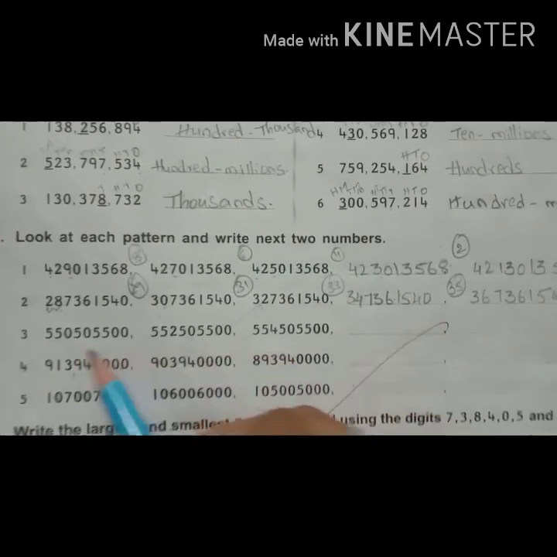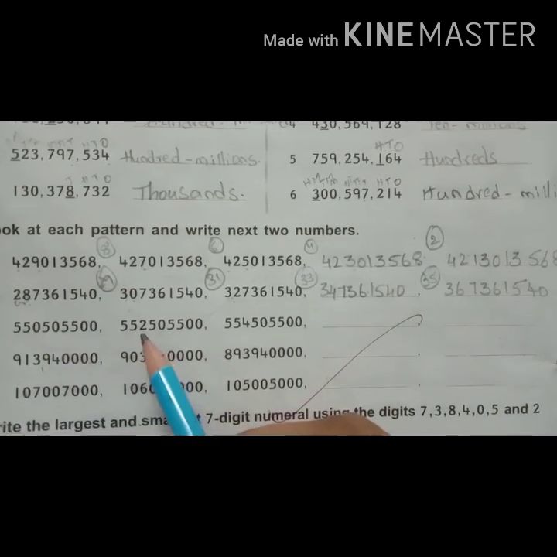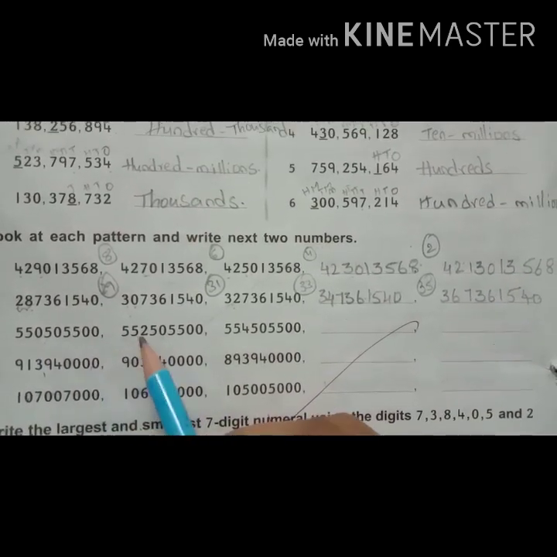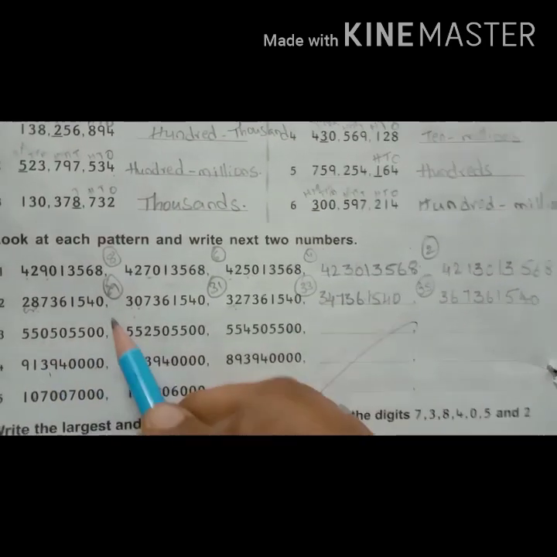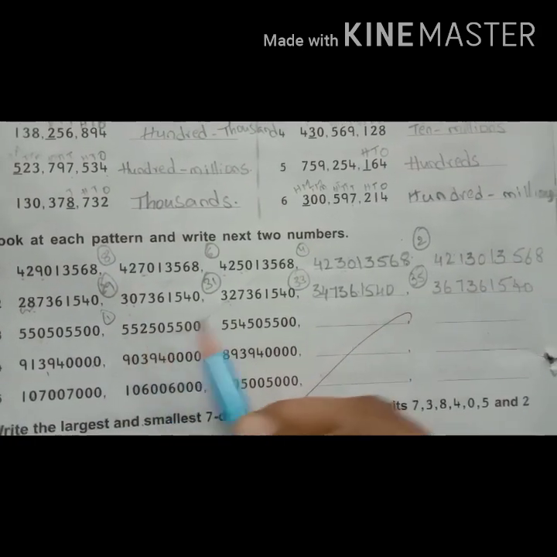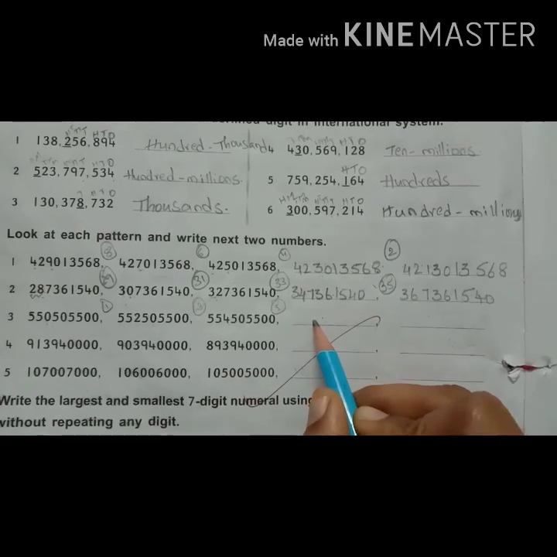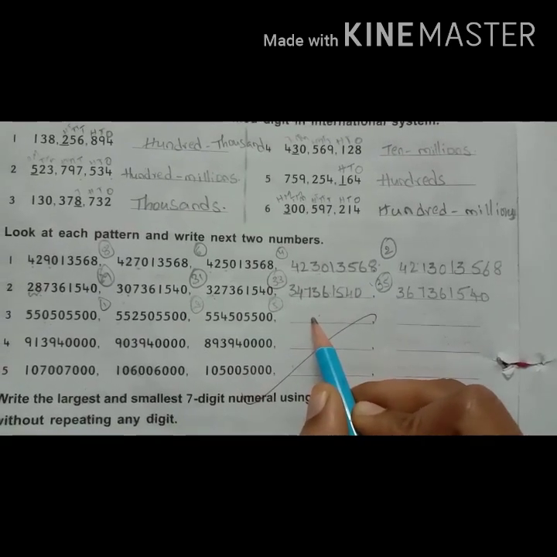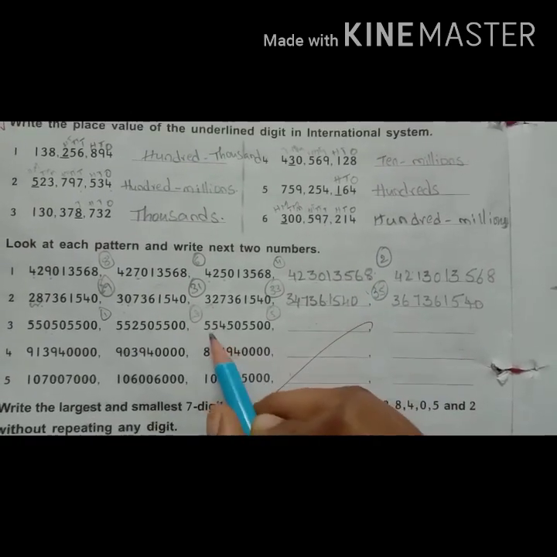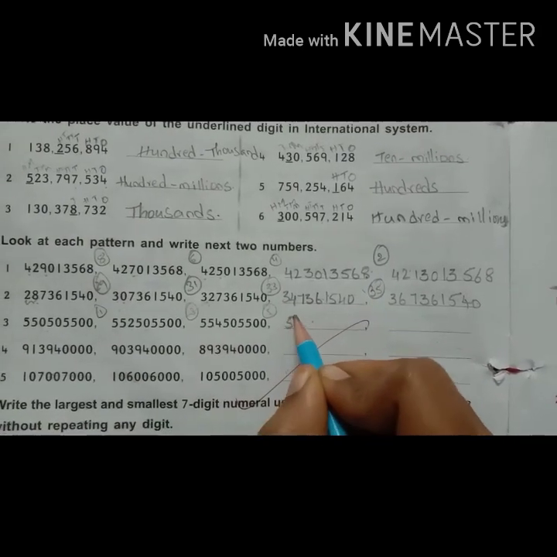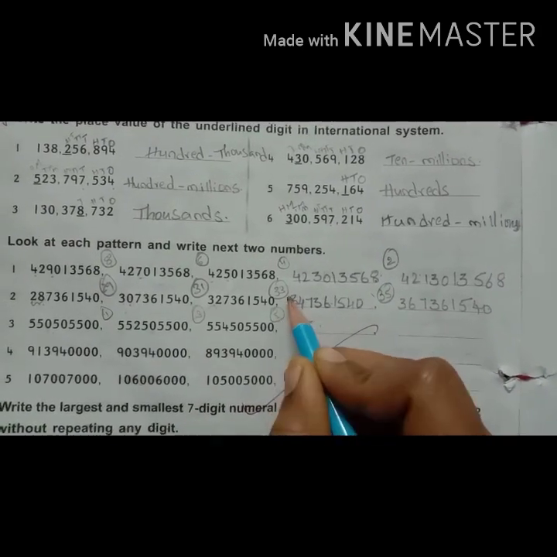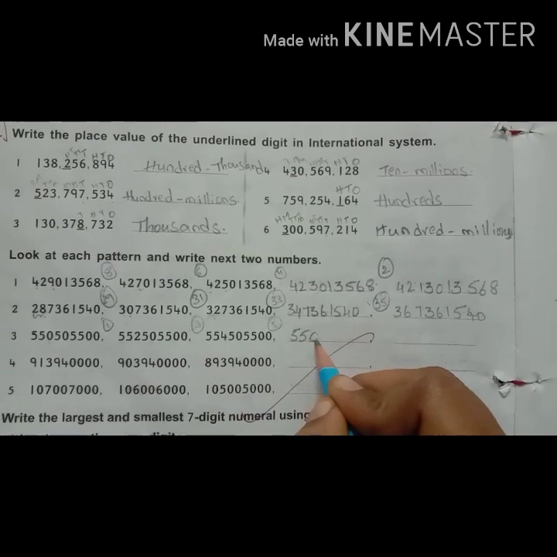What is the next number, children? Here 0 and here 2. In between 0 and 2, what is the number? 0, 1, 2. Next 3, 4. Here 5. Which number we have to write here? 6 we have to write, no? Yes. See here, 55. We have to miss the 5 and write 6 here.